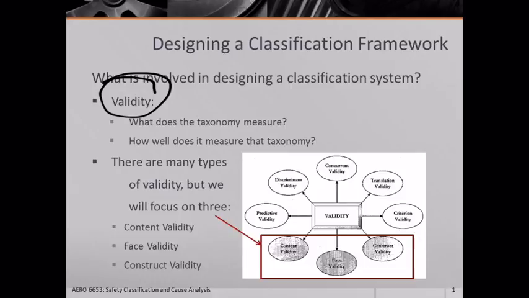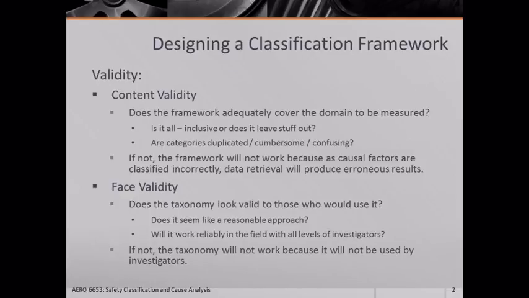There are many types of validity, but for our purposes, as we talk about our classification systems, we will focus on content validity, face validity, and construct validity. Content validity means that the classification framework needs to be all-inclusive. It needs to cover everything. Yet, as it covers everything, it can't duplicate categories. It can't be confusing, can't be cumbersome.